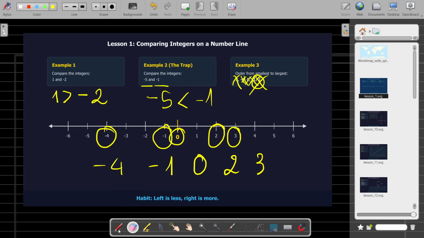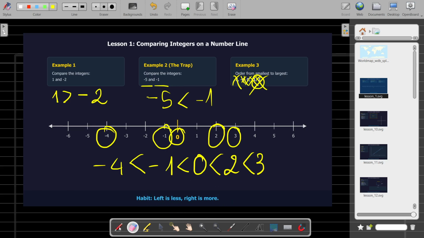Notice that the 0 sits between the negatives and positives exactly where it should. And because this is from smallest to largest, we go negative 4 is smaller than negative 1. Negative 1 is smaller than 0. 0 is smaller than 2. 2 is smaller than 3. We would typically write out the order of integers like this.